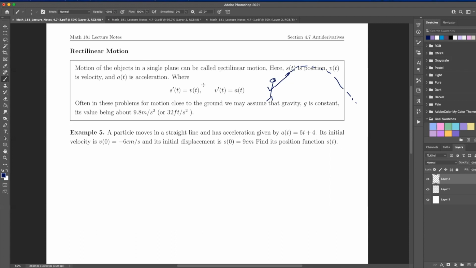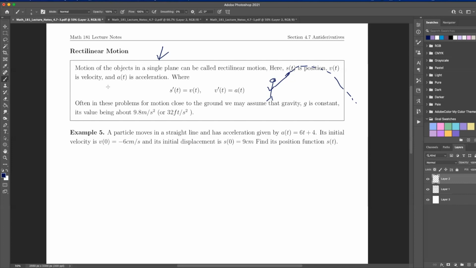That means in 3D space, I'm only working in a single direction. So a flat line. So it's not complicated like planetary motion. That's not rectilinear. That's a lot more complicated. But usually in this case, we use s(t) for position, v(t) for velocity, and a(t) for acceleration. So your book does a little bit of physics for a second, where the derivative of position is velocity, and the derivative of velocity is acceleration.